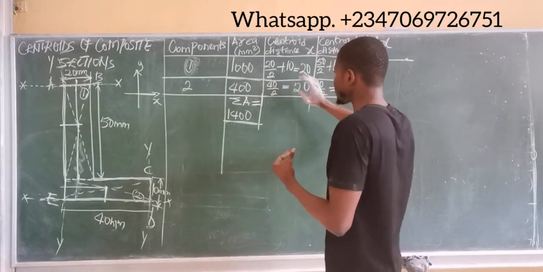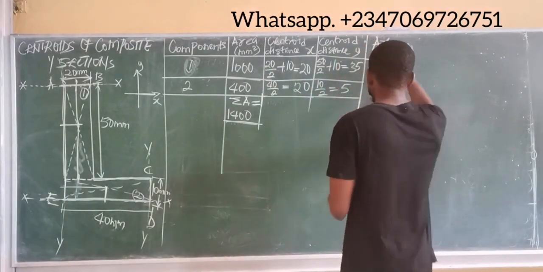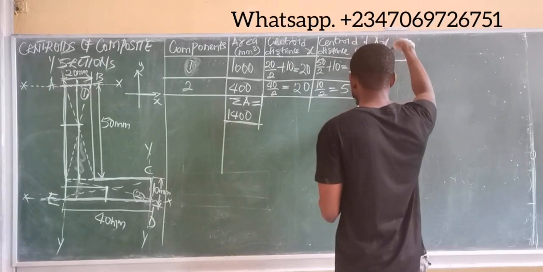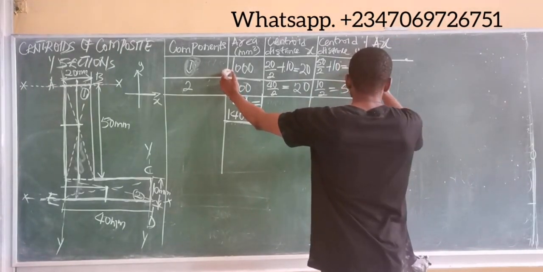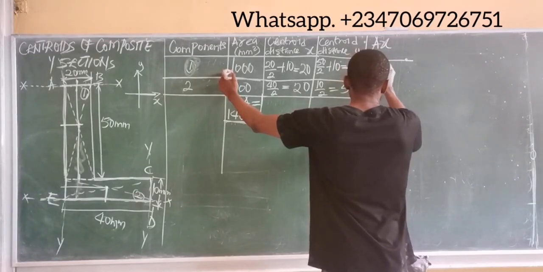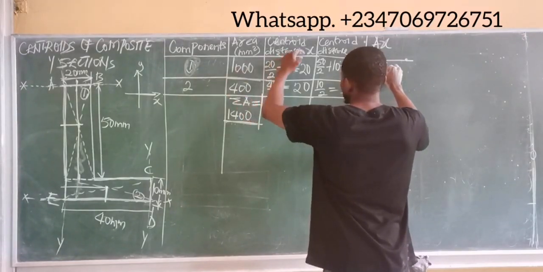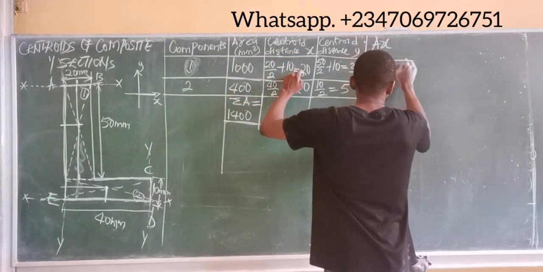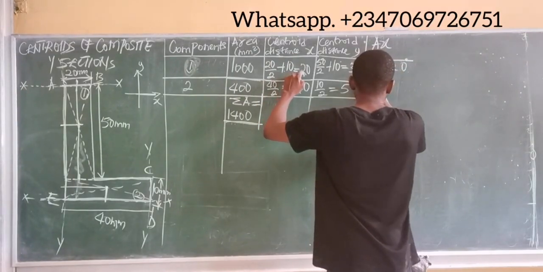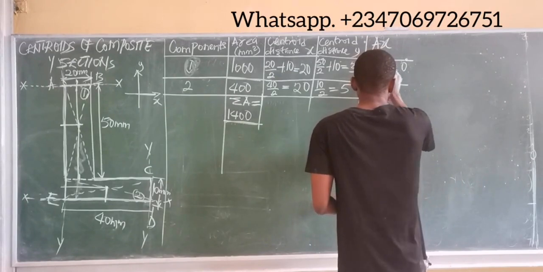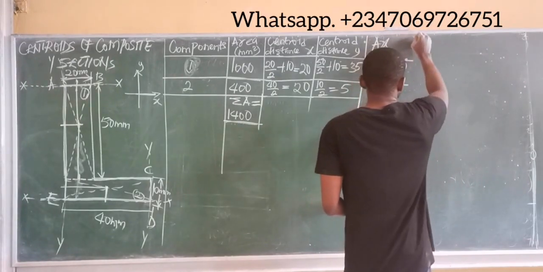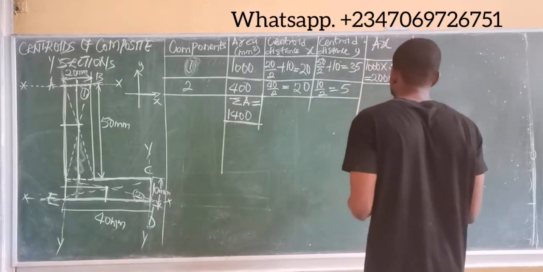So obtain those two multiples. So that's AX, area times what? Central distance in the x. And here, area is 1000. I simply have 1000 multiplied by the central distance here, which is 20. And this will simply give me 20,000. Okay, that's the area times central distance.